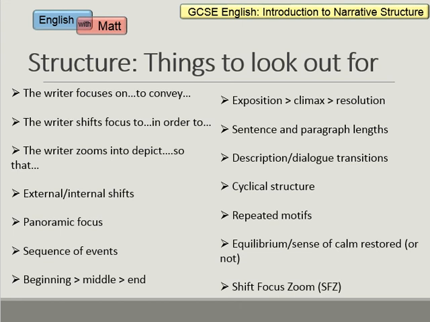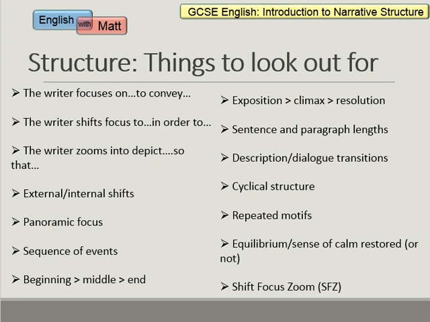The writer shifts focus to in order to. So why has the writer gone from describing or portraying this to you to then describing this to you? Why has that transition happened? Sometimes a writer might describe something in a lot of detail. They will really use a large paragraph, maybe of 6 lines, let's say, really describing quite methodically something.